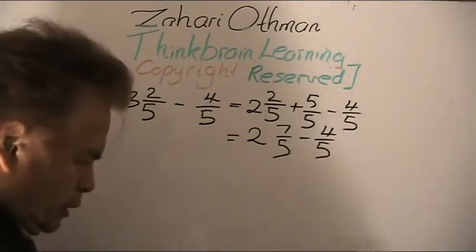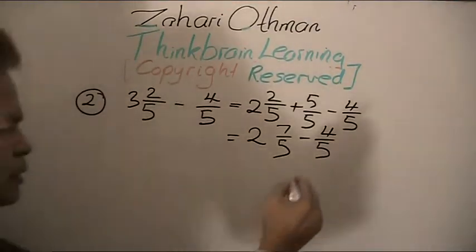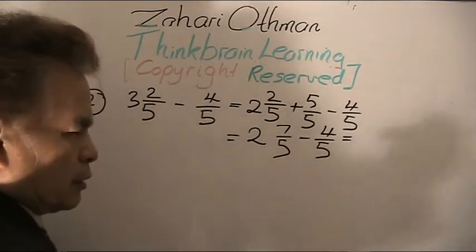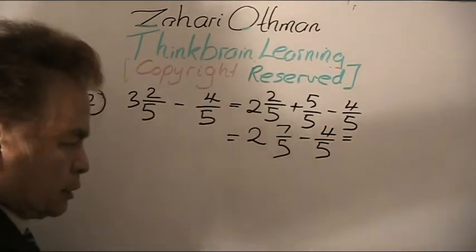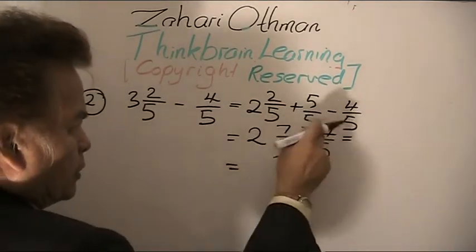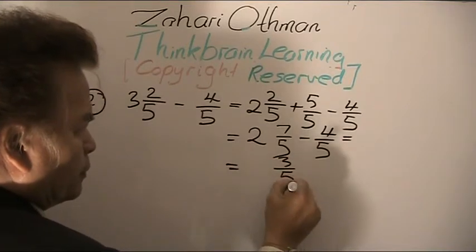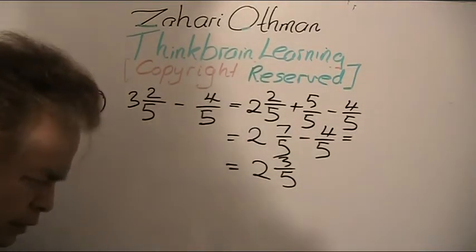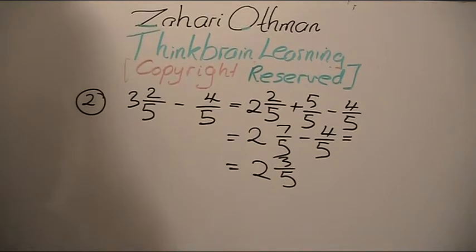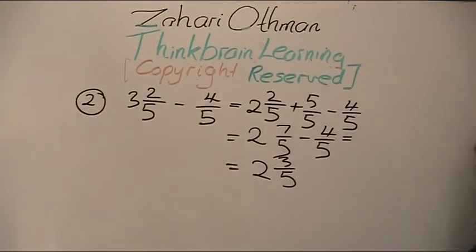okay? That becomes 7 minus 4, 3/5, or you can work out this way: 7 minus 4 is 3 over 5, so 2, 3 over 5. That is the first method. Alright, we go on to the next method.